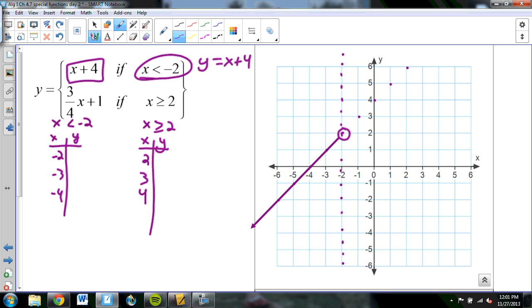We'll do it in red. This is the line y equals 3/4 x plus 1. Well, my starting value is 1. I go up 3, right 4. So I'll go down 3, left 4. And I'll graph this line.